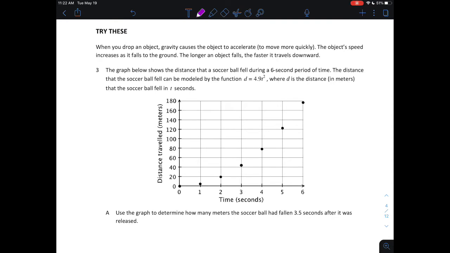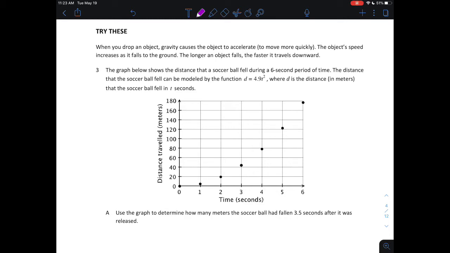So now let's try these. When you drop an object, gravity causes the object to accelerate, meaning it moves more quickly. The object's speed increases as it falls to the ground. The longer an object falls, the faster it travels downward. Number 3. The graph below shows the distance that a soccer ball fell during a 6-second period of time. The distance that the soccer ball fell can be modeled by the function d equal to 4.9 t squared, where d is the distance in meters that the soccer ball fell in t seconds.